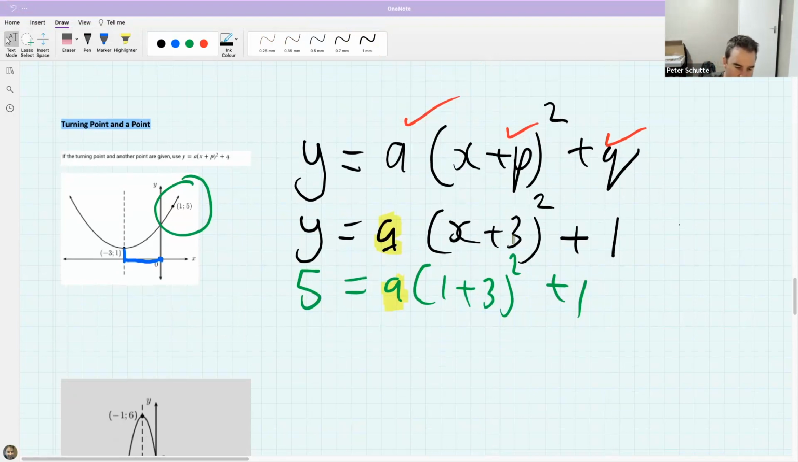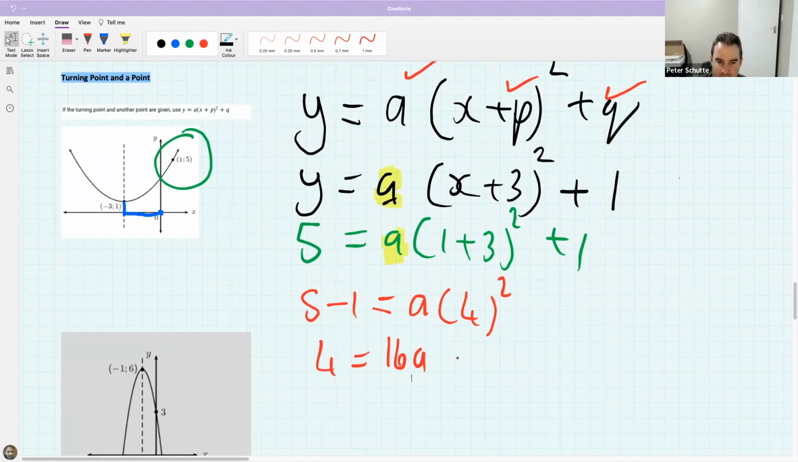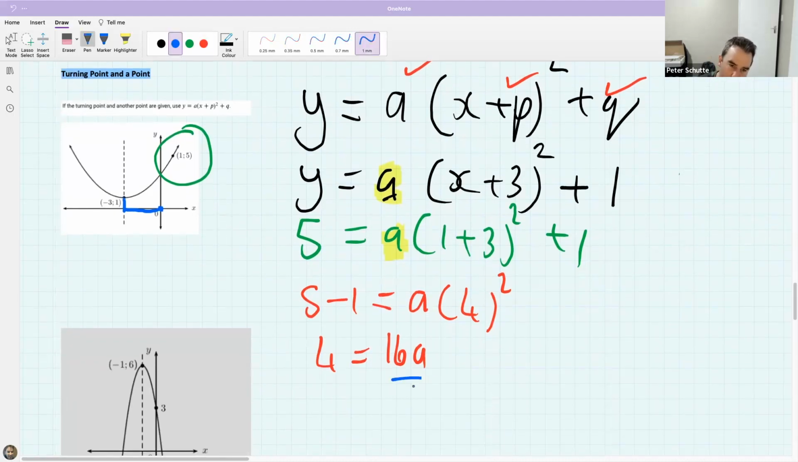So we have to be careful. This 1 is a bit sneaky on the end here. So I'm going to bring it across to start with. I'm going to go 5 minus 1 equals a times 4 squared. And that's going to give me 4 equals 16a. And now I have to divide both sides by 16. And a is going to be 4 over 16, but that can be simplified to 1 over 4.